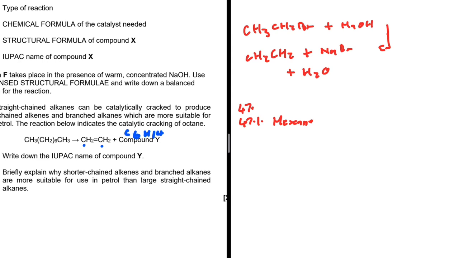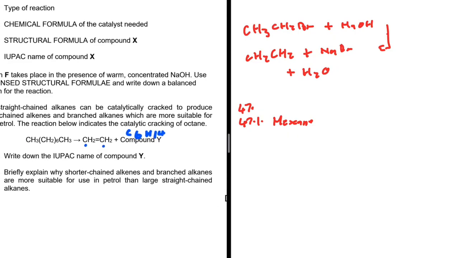4.7.2: briefly explain why shorter chain alkenes and branched alkanes are more suitable for use in petrol than larger straight chain alkenes. So what do you think is the answer to this question? Right, maybe just to give you a hint, think about intermolecular forces, energy required, and so on. Let me know in the comments what your answer to this question is.